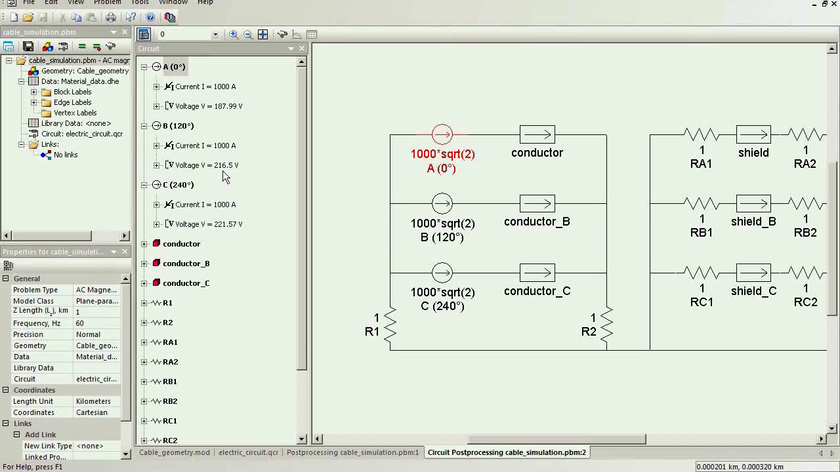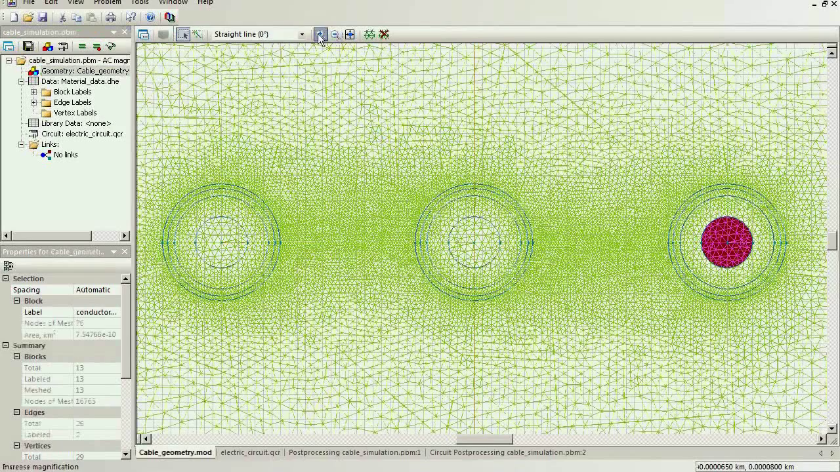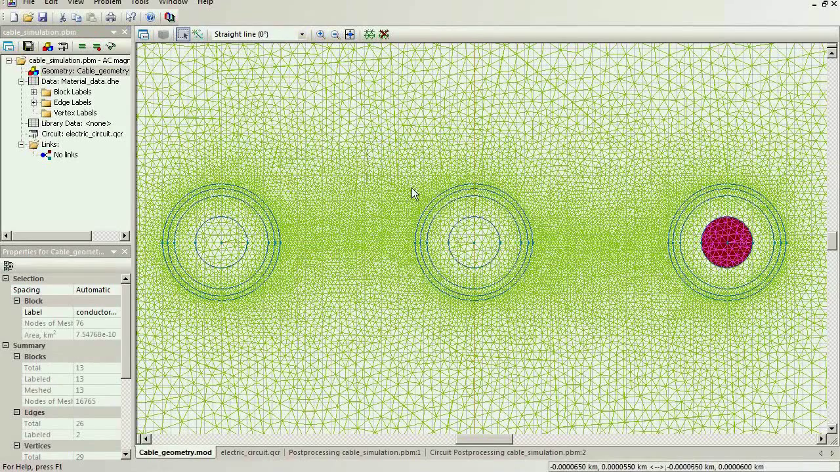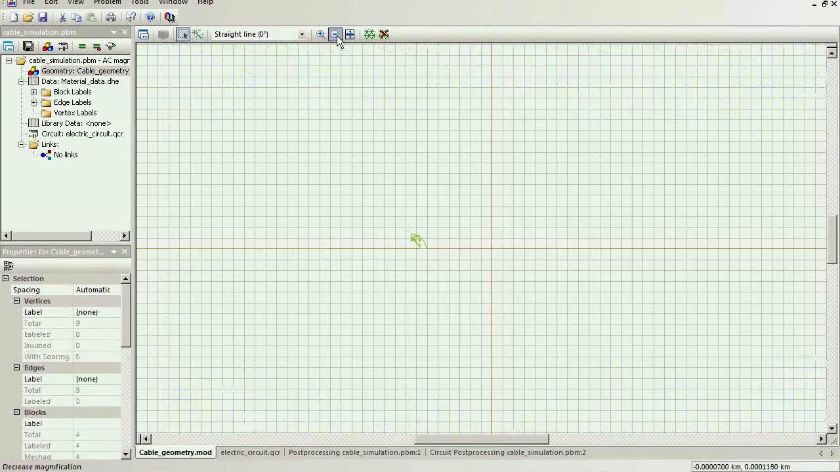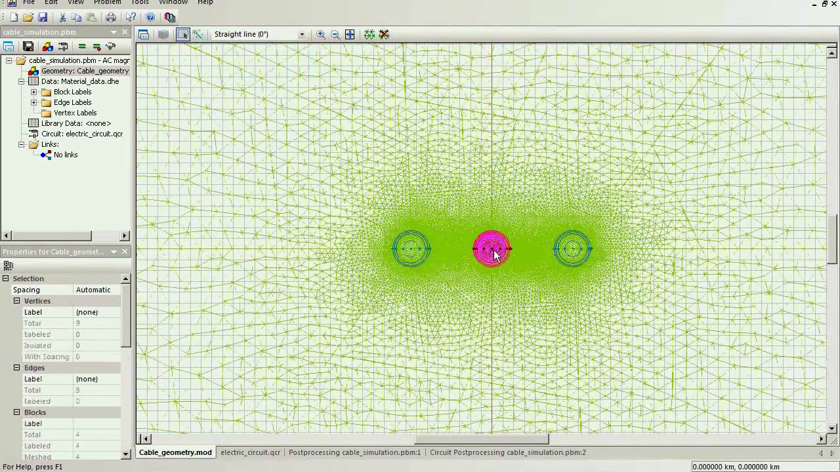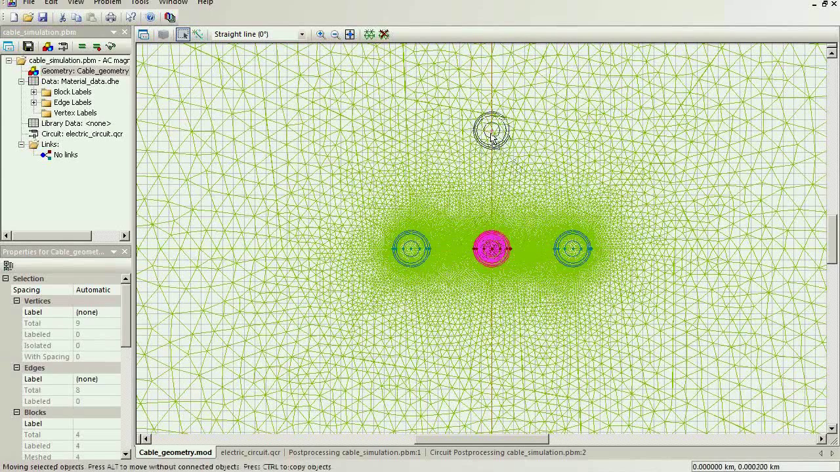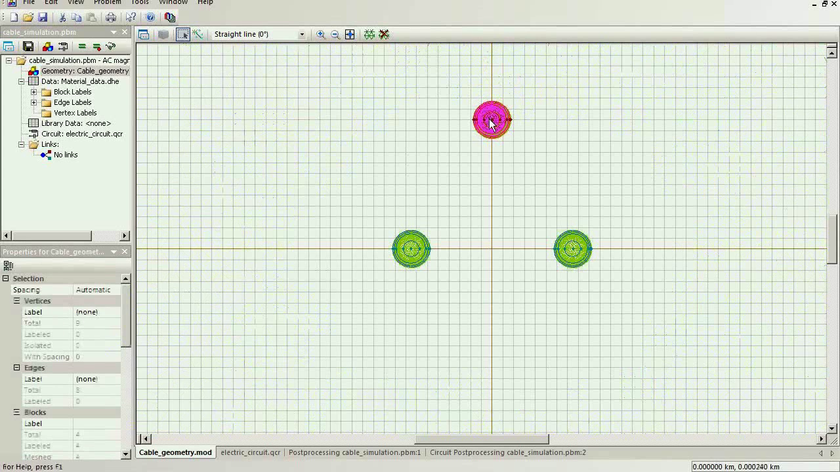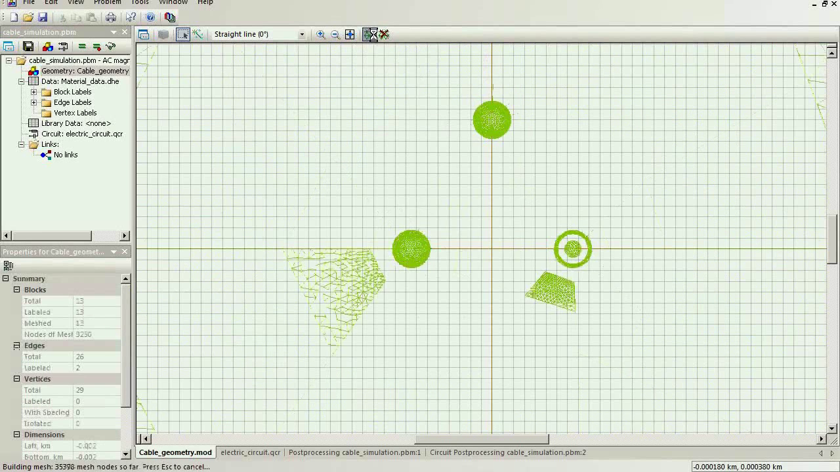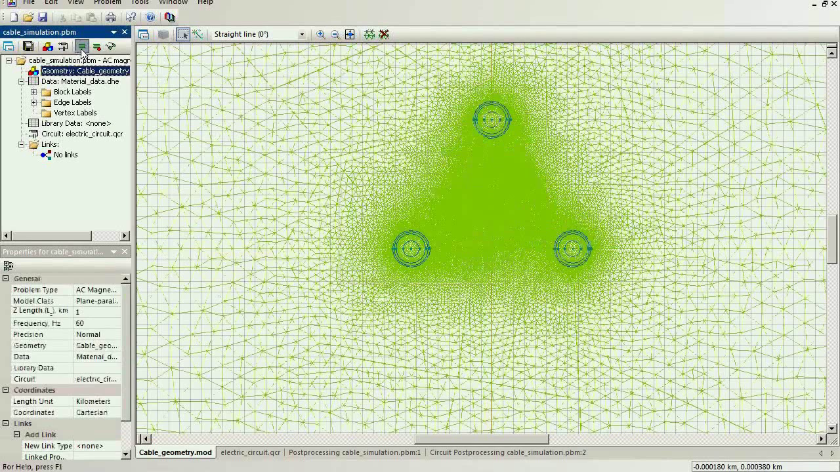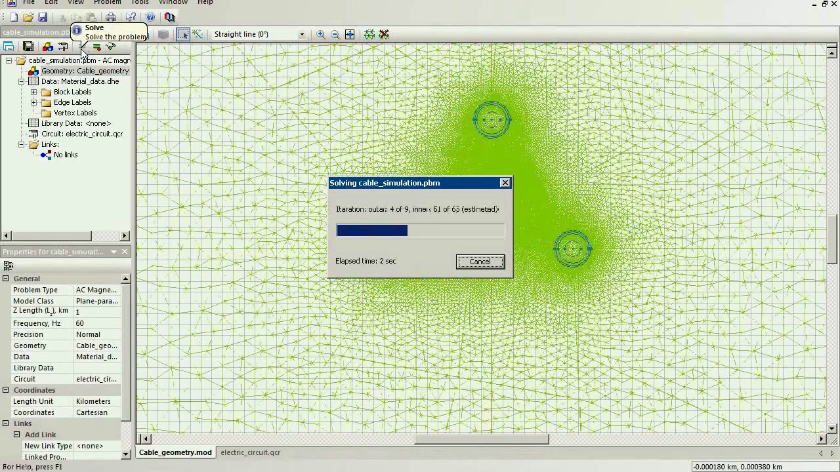QuickField allows it to quickly check this system operating mode and adjust the system parameters. For example, to reduce the asymmetry of this system, I will move the central cable. Now the cables are placed in line, and I will change the cable A position so the cables now are placed in triangle.